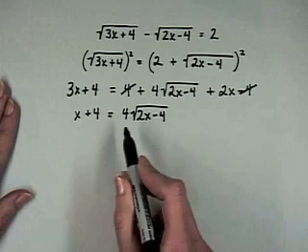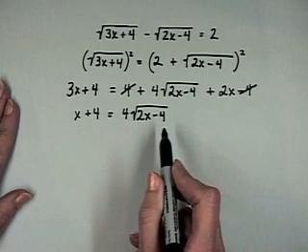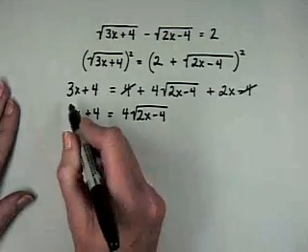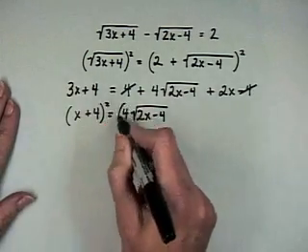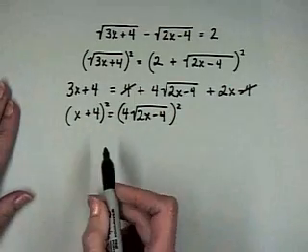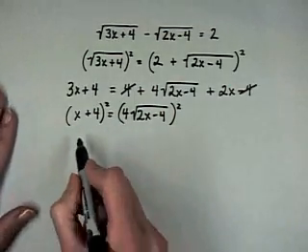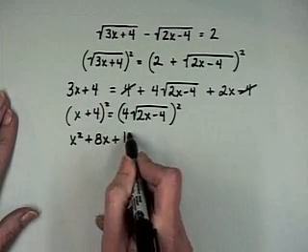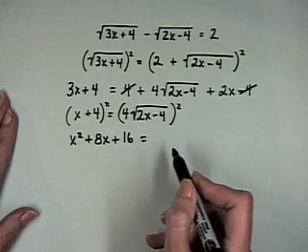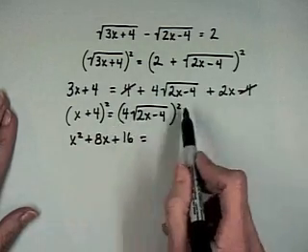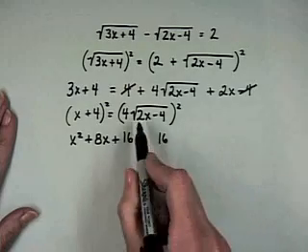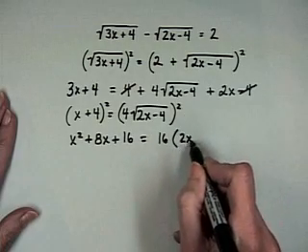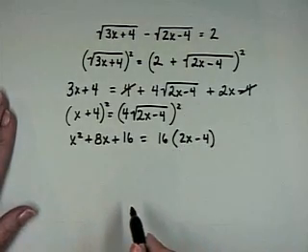Now, the radical term is isolated, so what we can do in the next step is to repeat the process, and that is to square both sides of the equation again. Here, we put the squaring, and evaluate. (x plus 4) squared gives us x squared plus 8x plus 16. On the right-hand side of the equation, the squaring is going to give us 4 squared, which is 16, times the square root of 2x minus 4 squared, which gives us, in parentheses, 2x minus 4.